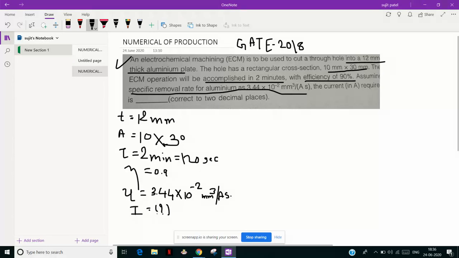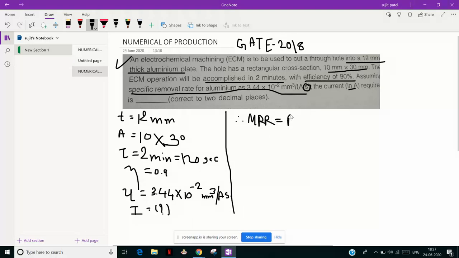for this process. So by reading just once, it will be looking very difficult for some people, but this question can be solved only using units. How? So we have to find out ampere. So for this we have given specific removal rate. Second, time is given to us 2 minutes, and mm³. So first of all, how to find mm³? So here we have to find material removal rate. So how much material we have to remove?